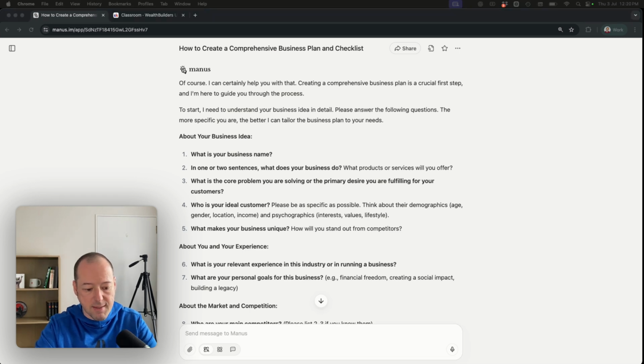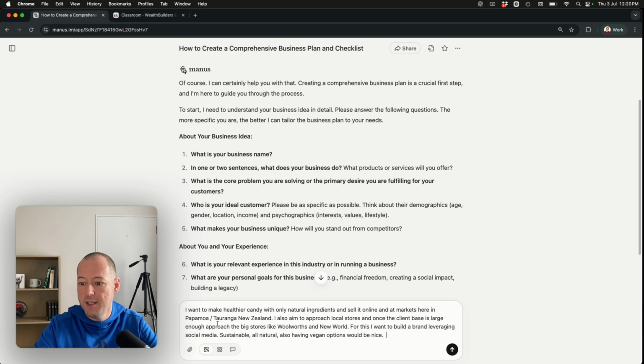So I prepared something here, not knowing what Manus was actually asking me. But I'm going to just copy paste that one here. I want to make healthier candy with only natural ingredients and sell it online and at markets here in Papamoa, Tauranga, New Zealand. So this is where I'm currently located. And I love candy, I love chocolate, I love everything that's sweet and full of sugar.